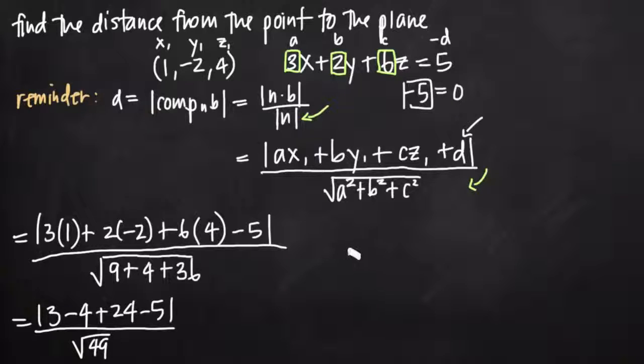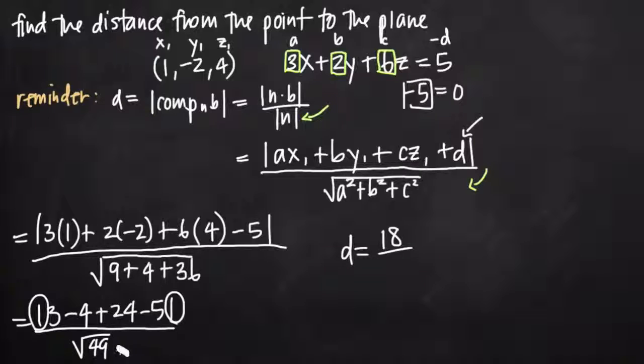Now if we continue to simplify here, remember we're finding d, which is the distance between the point and the plane. So d is going to be equal to 3 minus 4, which is a -1, plus 24 is a +23, minus 5 is a +18. These here are absolute value bars. So if you get a negative value, you want to just go ahead and make it a positive. In our case, we already had a +18.